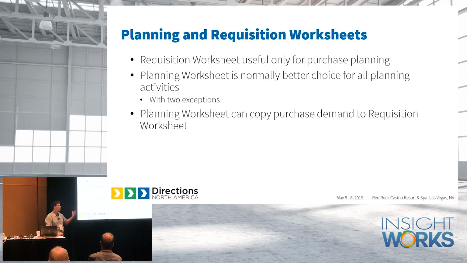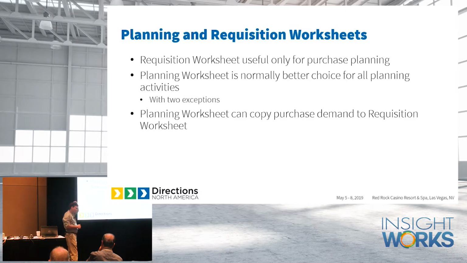If you use the purchasing code on the sales order for drop ships and special orders, you have to execute those on the requisition worksheet, unless you copy that button from the requisition worksheet and slap it on the planning worksheet. Now the planning worksheet can do it too. That's all you need to do. It's simple. Okay.